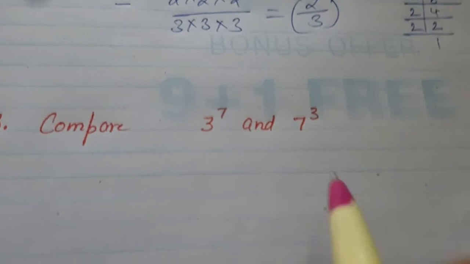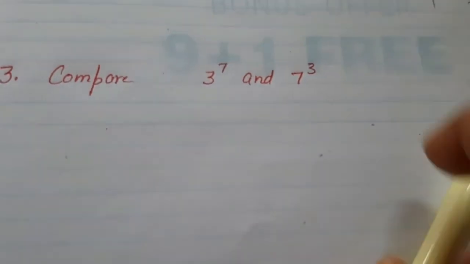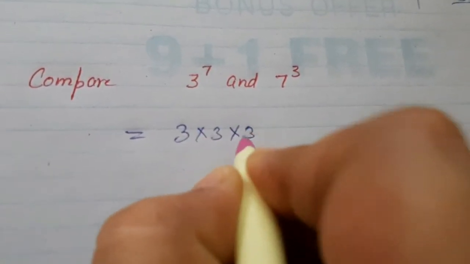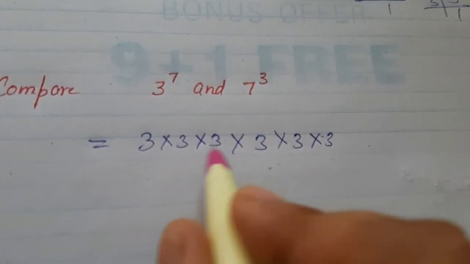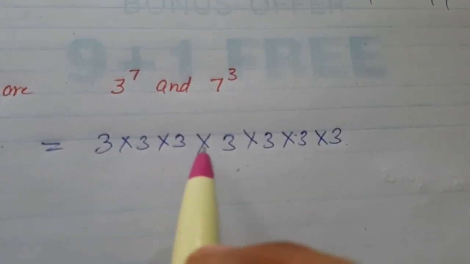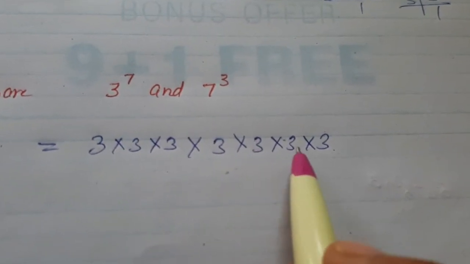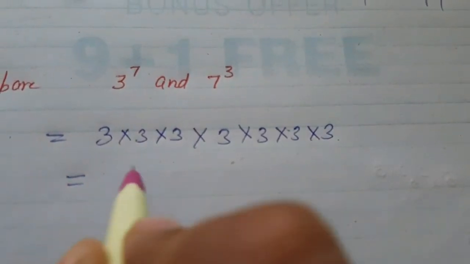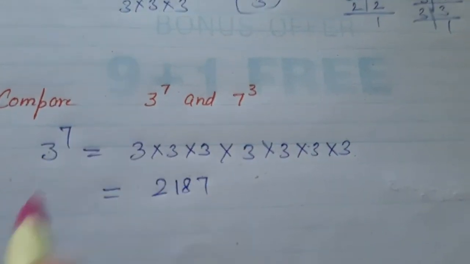Next is compare. Now we have to compare 3 raised to power 7 and 7 raised to power 3. So we will write it down as 3 into 3 into 3 into 3 into 3, 1 2 3 4 5 6 7 times we will multiply. 3 3s are 9, 9 3s are 27, 27 3s are 81, 81 3s are 243, 243 3s are 729, 729 3s are 2187. This is the value of 3 raised to power 7.